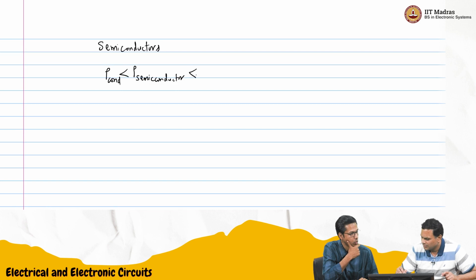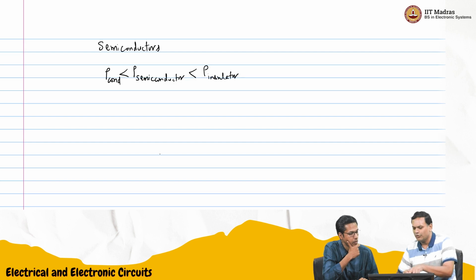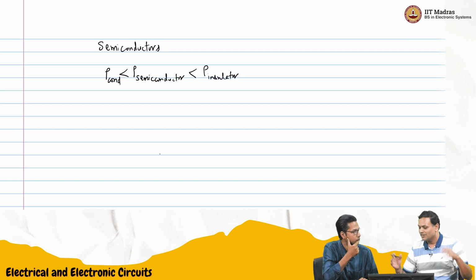But much lower than an insulator. Okay. Probably it is going to be closer to the conductor than the insulator, most likely. Because for an insulator, the resistivity is very high. You almost want no current to pass through. Typically in a semiconductor, depending on the application, you may want currents to flow through.